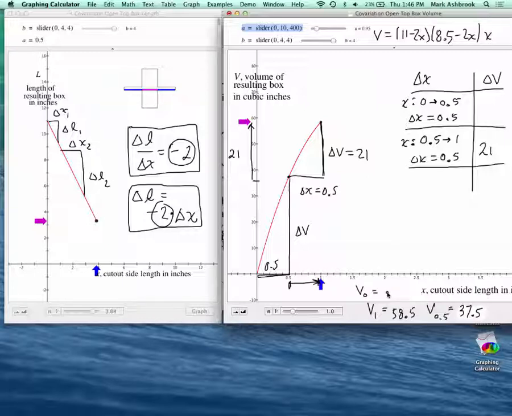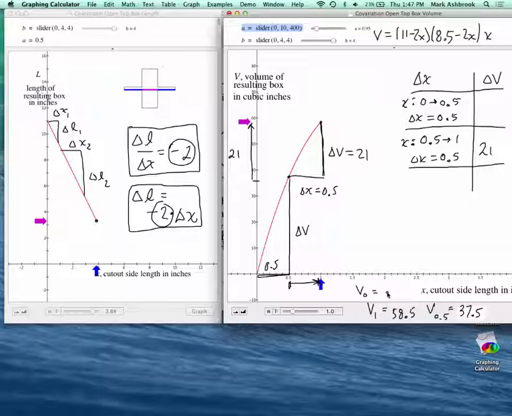I got applause. Right, so it's possible to cut out squares of side length 0. It's just a sheet of paper. You don't do anything. And then you fold up the flaps, and there's your box. You don't have flaps, right? You don't get flaps. Okay, so is x equals 0 a valid value of x?